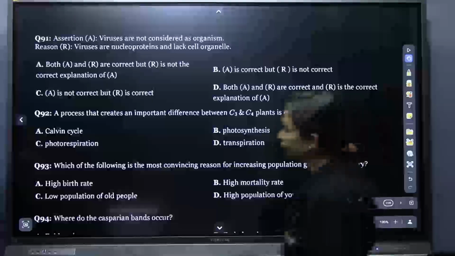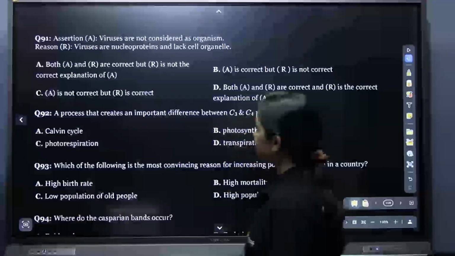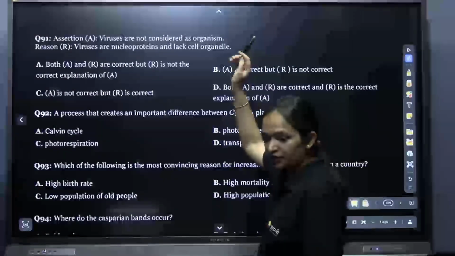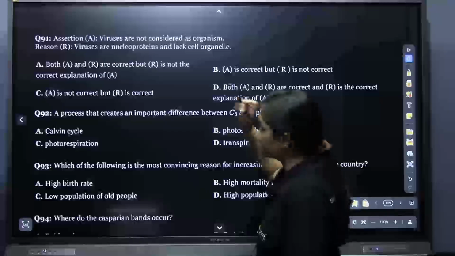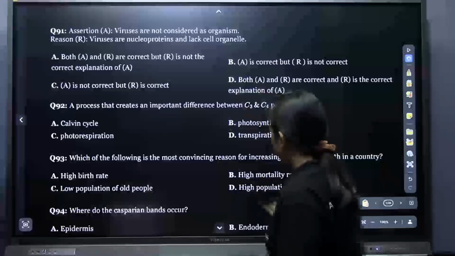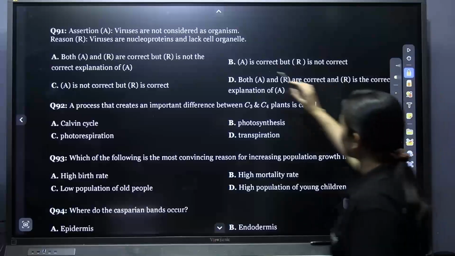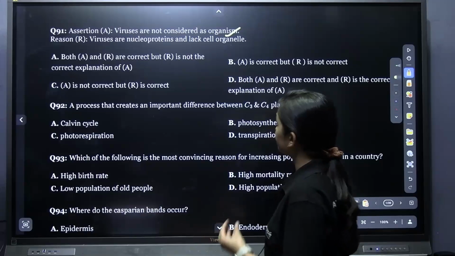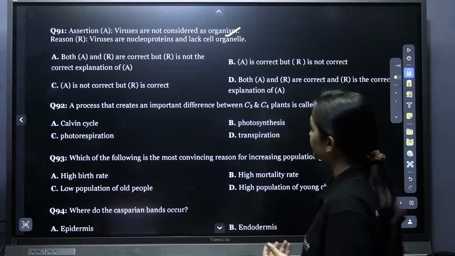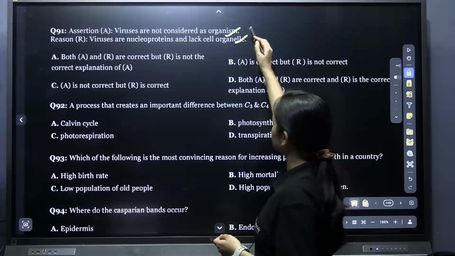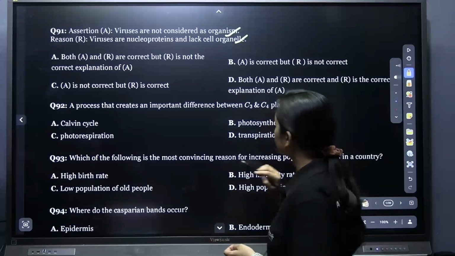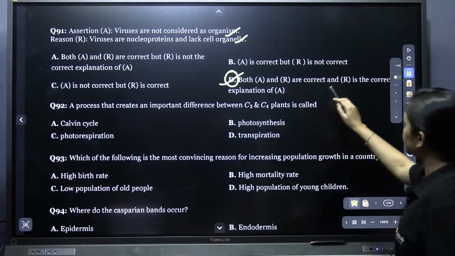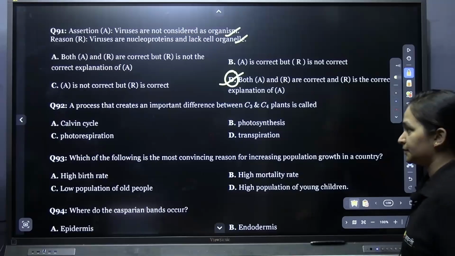is the 91st question. The biology starts. Assertion: viruses are not considered as organisms. Is this correct? You can on your mic and speak. So yes, this is correct. Reason: viruses are not considered as organisms because viruses are nucleoproteins and lack cell organelles. This is also correct. So is it a correct explanation? We can say yes, D is the right answer. Both A and R are true and R is the correct explanation of A.